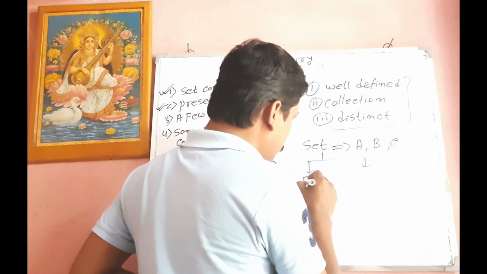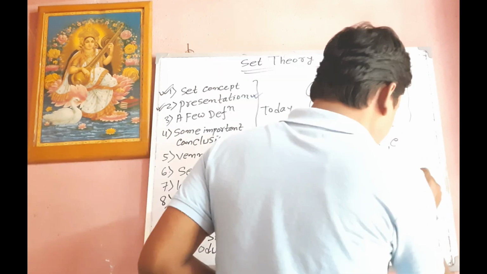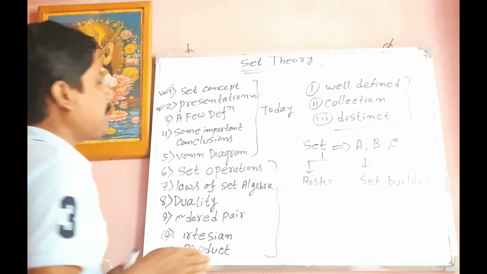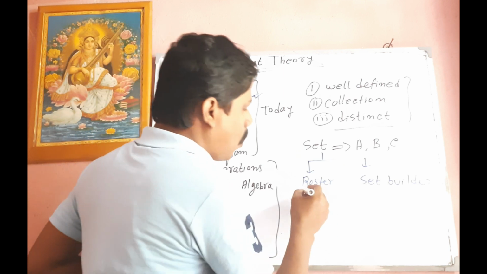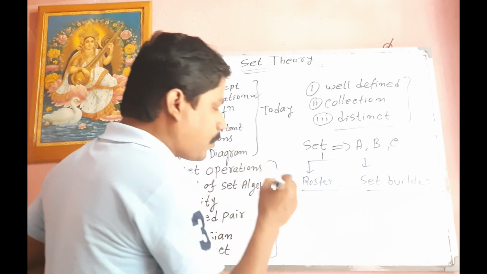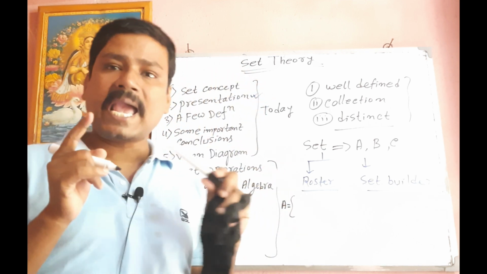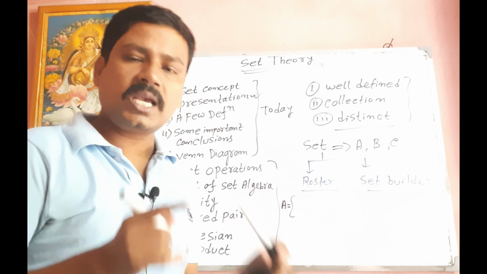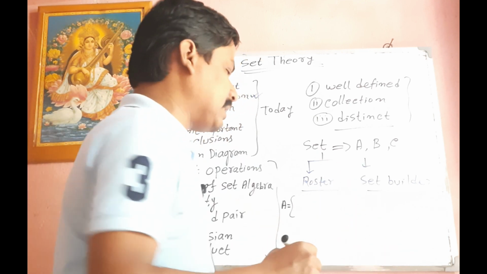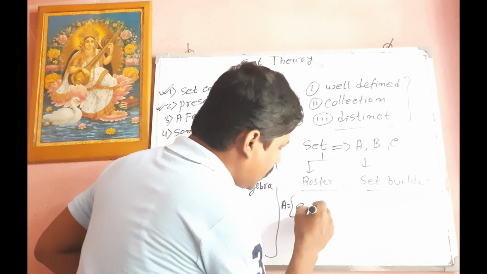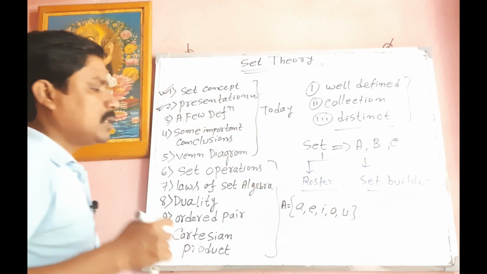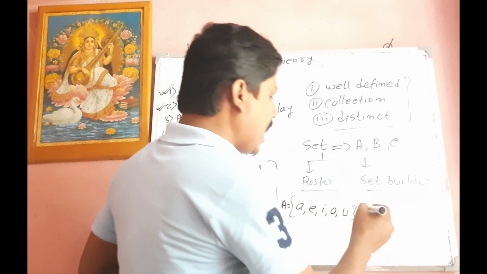Roster form. So there are 2 types of representation: one is roster form and another is set builder form. In roster form, suppose A is a set, and the set A is the set of all vowels in the English alphabet, that is A, E, I, O, U. These are the set.